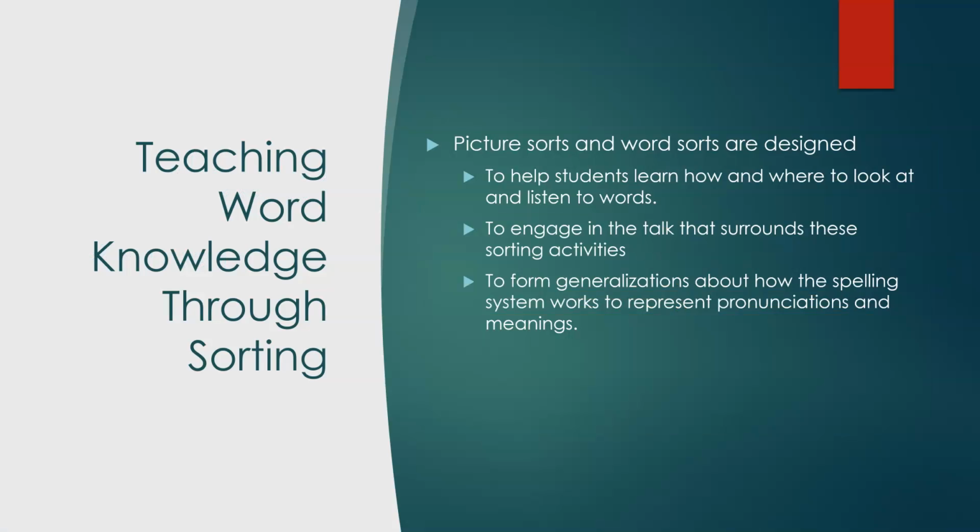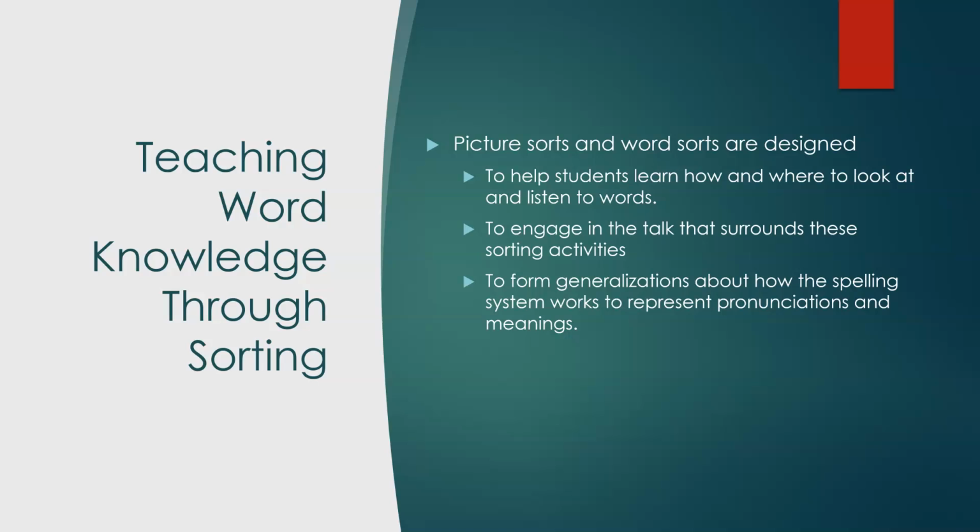Picture sorts and word sorts are designed to help students learn how and where to look at and listen to certain words, to engage in productive talk that surrounds these activities that we're having them do, and for them to form generalizations about how words are spelled and how the spelling system works, and how that spelling system then informs pronunciations and meanings.